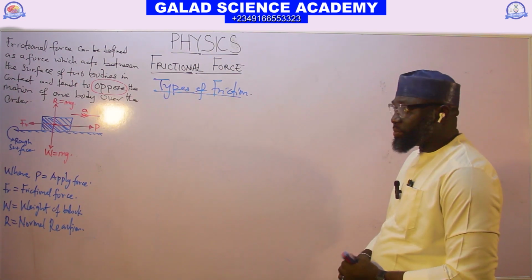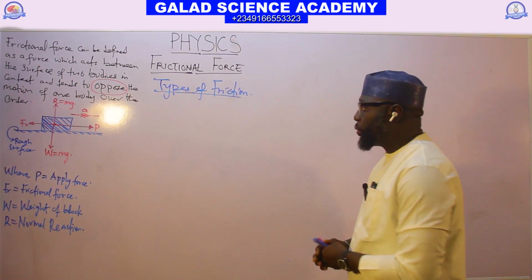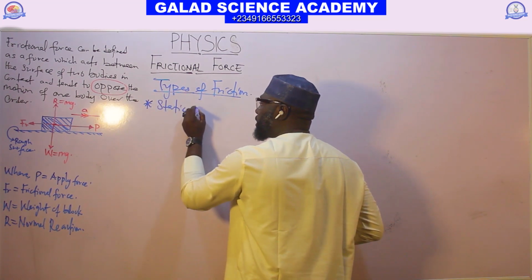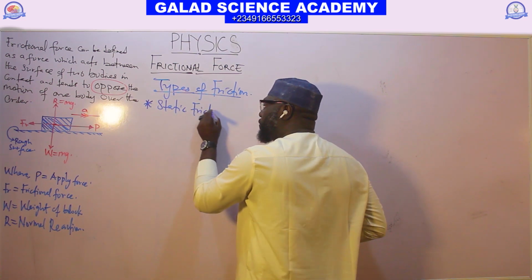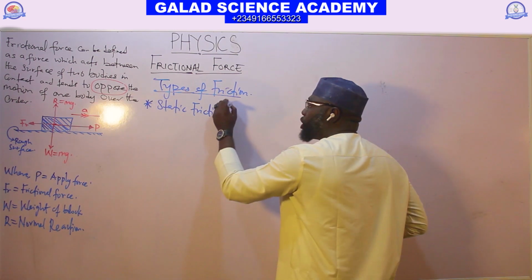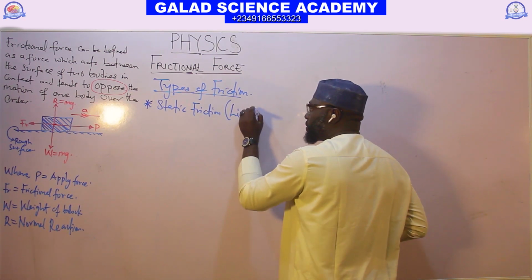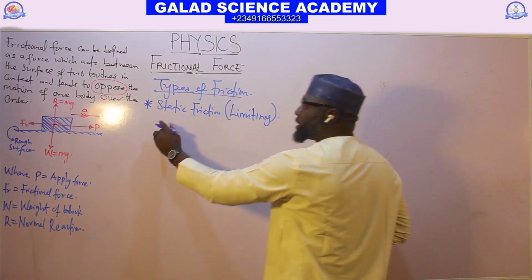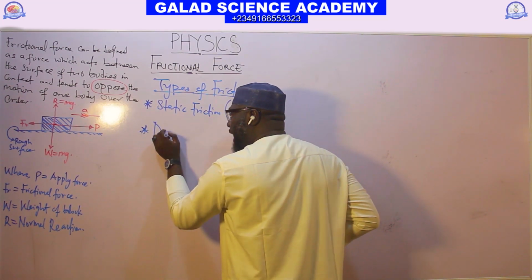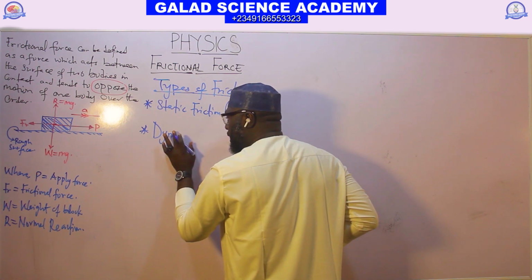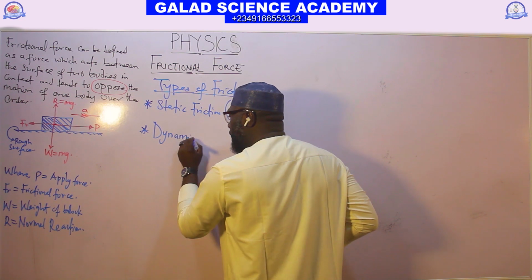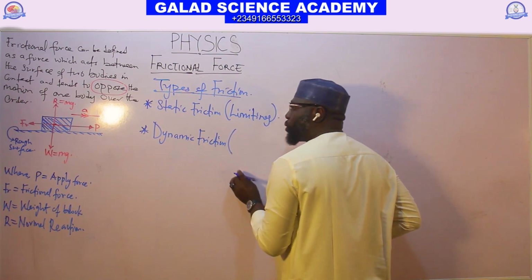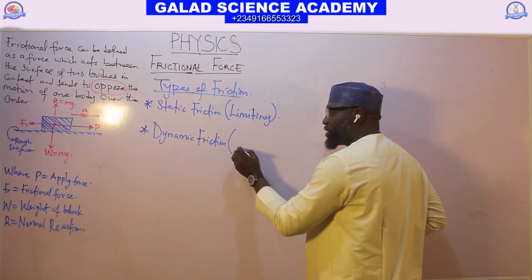So basically, there are two types of friction. The first one is static friction. This static friction, we can also call limiting friction. And the second type of friction is dynamic friction. This dynamic friction, we can also call kinetic friction or sliding friction.